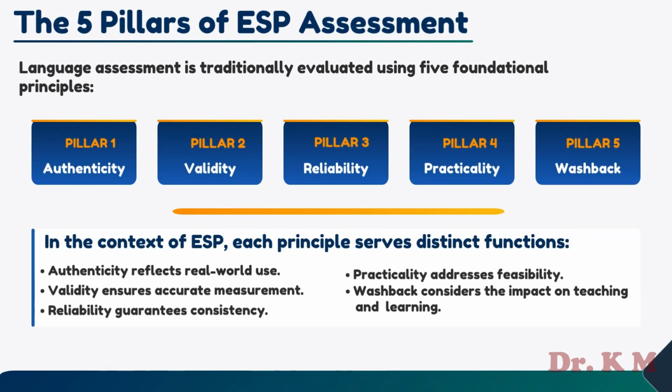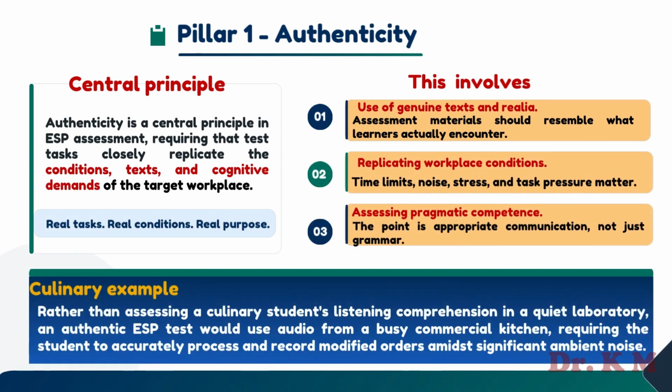The 5 pillars of ESP assessment. Language assessment is traditionally evaluated using 5 foundational principles: authenticity, validity, reliability, practicality, washback. In the context of ESP, each principle serves distinct functions. Validity ensures accurate measurement, reliability guarantees consistency, authenticity reflects real-world use, practicality addresses feasibility, and washback considers the impact on teaching and learning. Pillar 1, Authenticity.